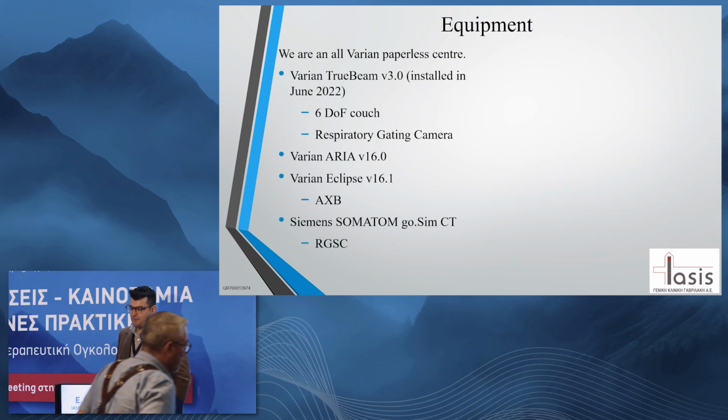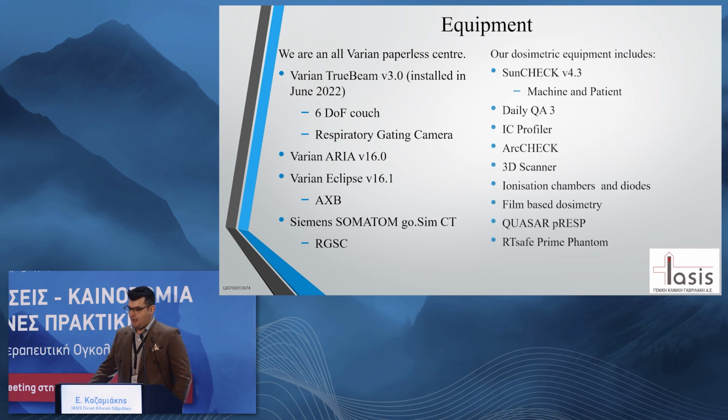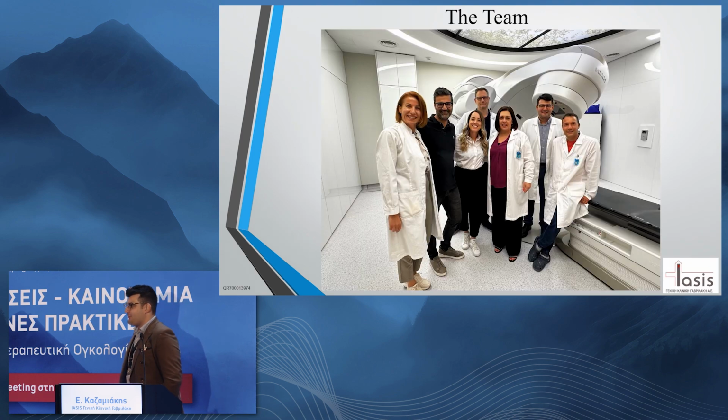Our equipment involves a Varian TrueBeam version 3, which was installed 2.5 years ago. We have Aria 16, Eclipse 16.1, and our CT is a Siemens Somatom Go Sim. Our dosimetric equipment involves the SunCHECK version 4.3 platform. We have a daily QA3, an IC Profiler, just to name a few. The most important part of the department is the manpower behind it.